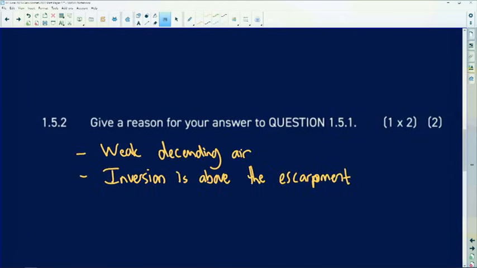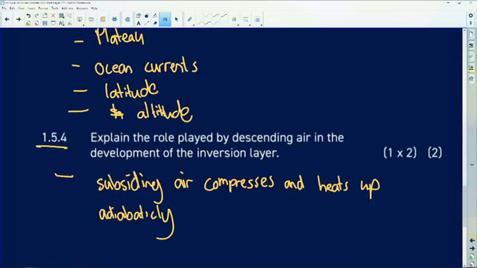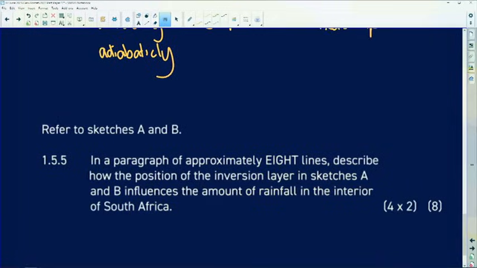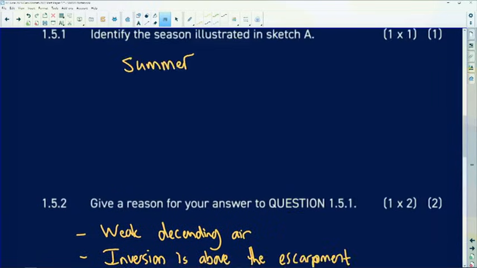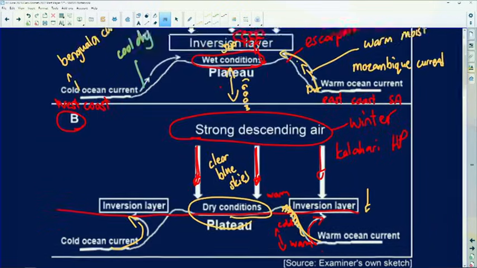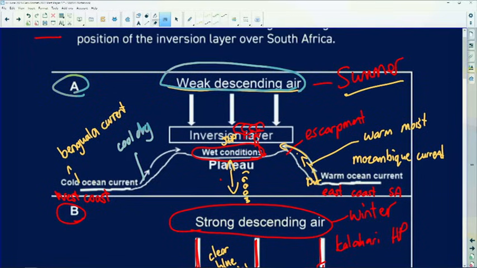If you look at the last question, 1.5.5, refer to sketch A and B. In a paragraph of 8 lines, describe how the position of the inversion layer in sketch A and B influenced the amount of rainfall in the interior of South Africa. I'm quickly going to use our diagram to explain it, and let me just quickly wipe everything out here.